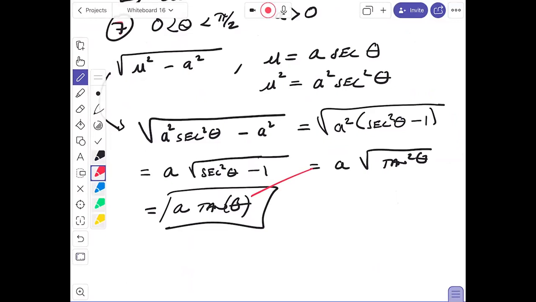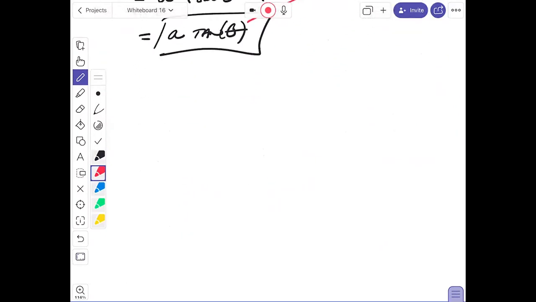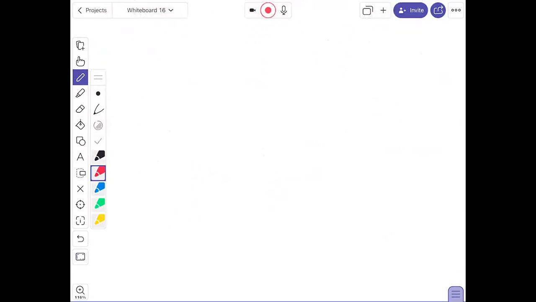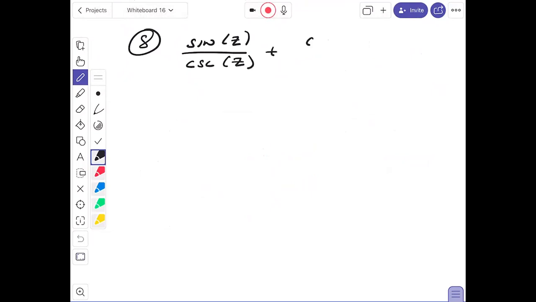All right, let's go to number 8. Relatively simple questions. And what's number 8? Simplify. Let me write this down. This is sine of z over the cosecant of z plus cosine of z over secant of z.